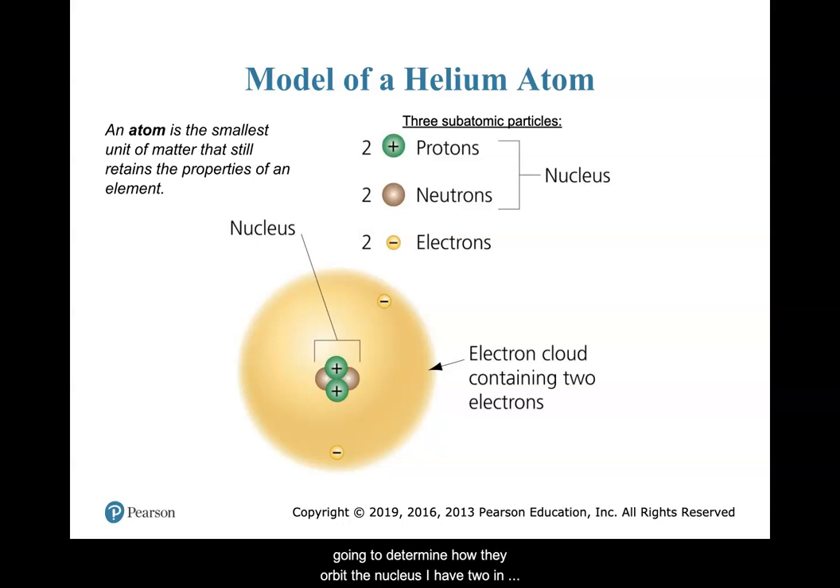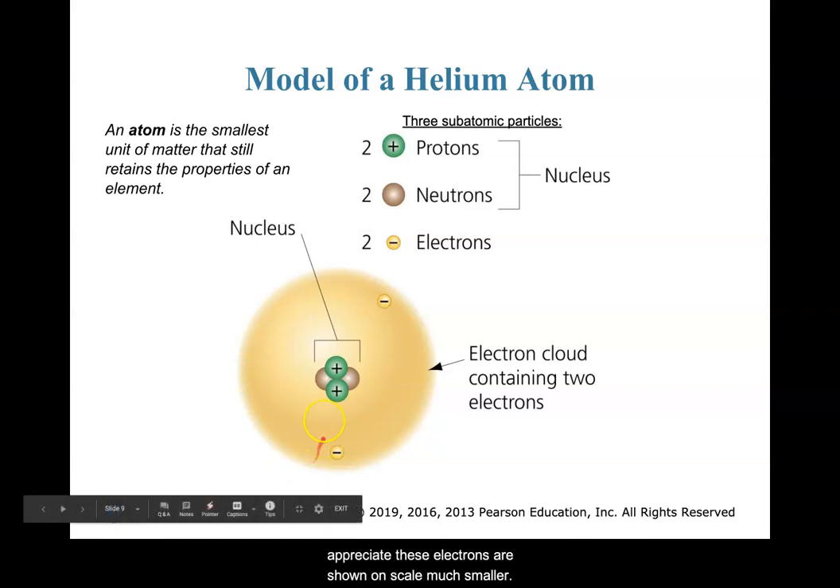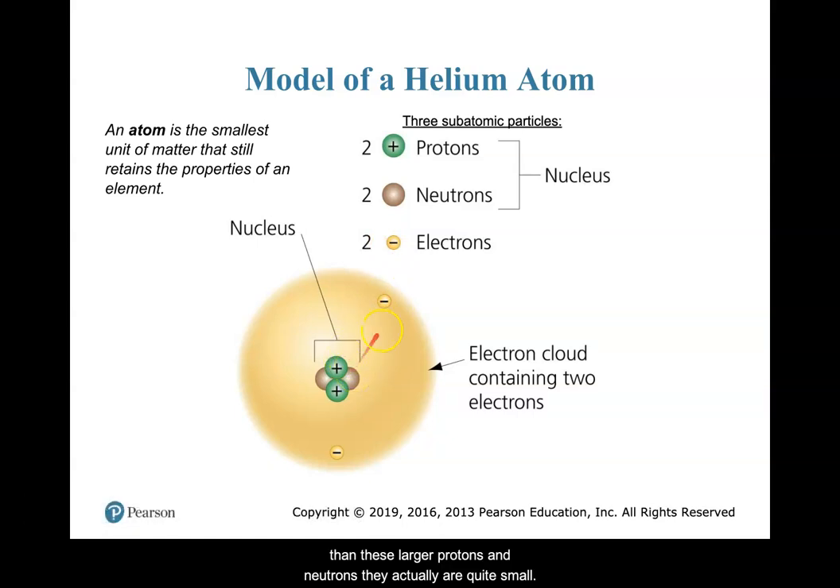Here I have 2 electrons, a very simple helium atom, floating around. Appreciate that these electrons are shown on a scale much smaller than these larger protons and neutrons. Well, they actually are quite small, and they do not have a mass associated with them, which I'll point out in a bit. And electrons, in addition, have a negative charge associated with them.